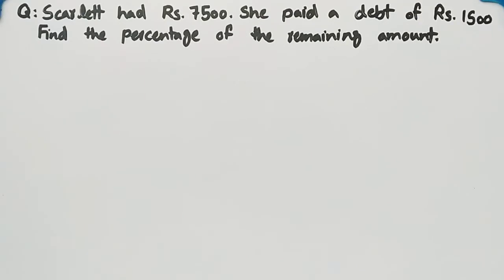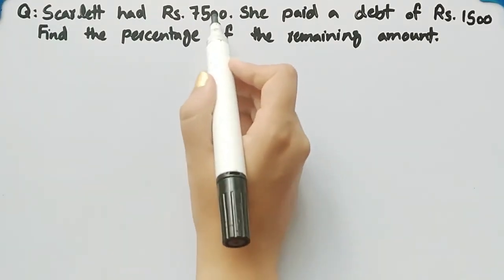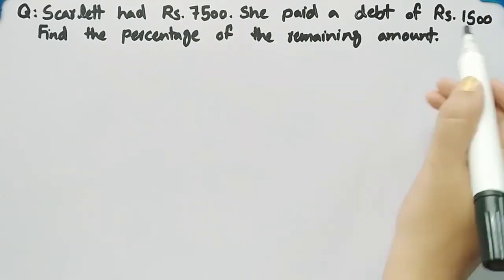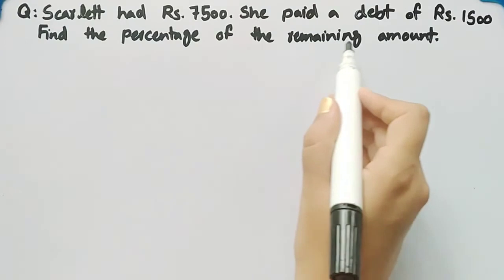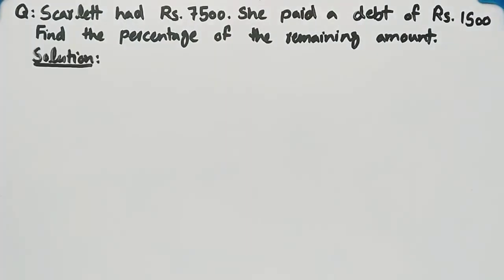In this video, we will discuss another word problem on percentage. The problem states that Scarlett had 7,500 rupees. She paid a debt of 1,500 rupees. Find the percentage of the remaining amount. Let's start its solution.